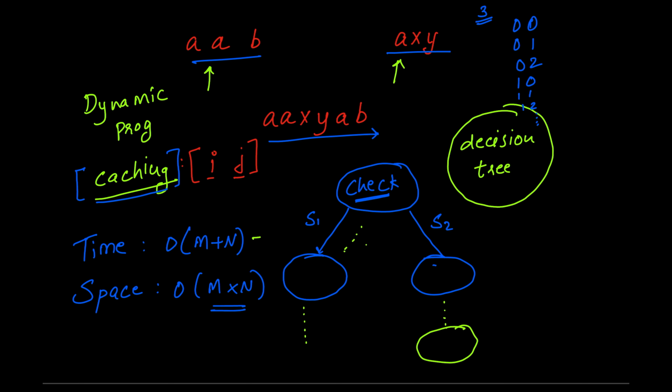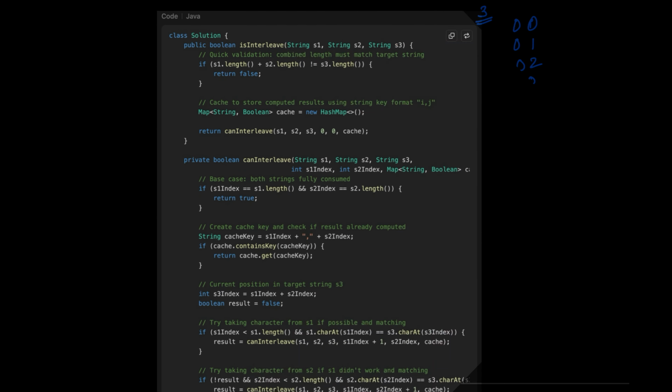Let me show you how we can implement this using Java. In this Java implementation, I start by adding a validation to make sure that the length of S1 plus S2 is equal to the length of S3. If not, then I can simply return false. After that, I'm initializing my cache component, which is of type Map, and then calling a helper method, canInterleave.